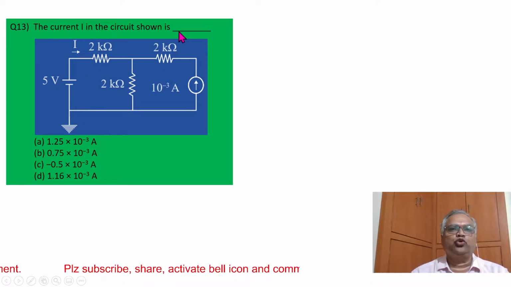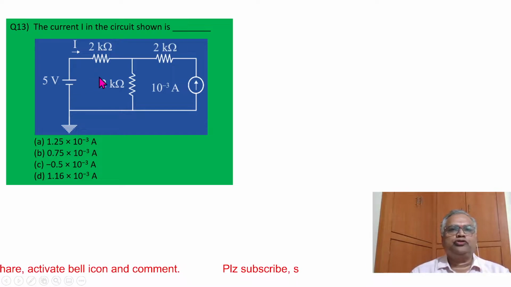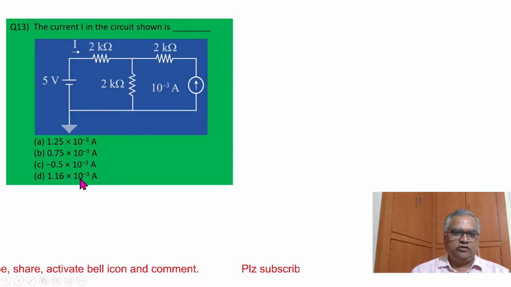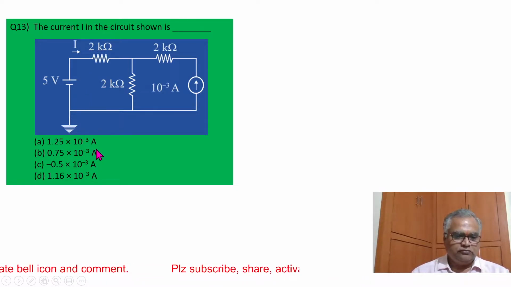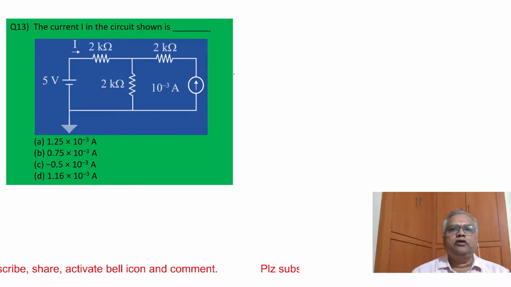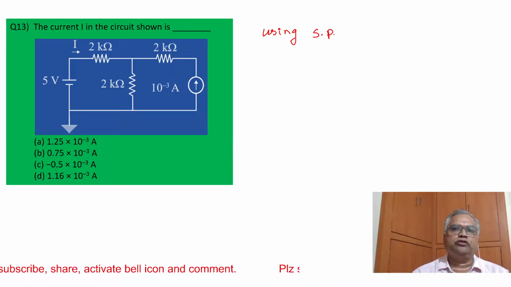Find the current I in the circuit shown. This is the network given: 5 volts, then a current source of 10 power minus 3 amps, and a 2K resistor given. Here it is asking to find I. Options are given. We can solve easily using the superposition theorem.